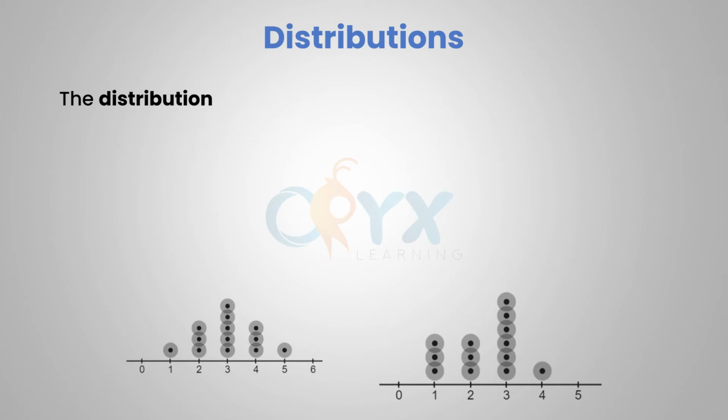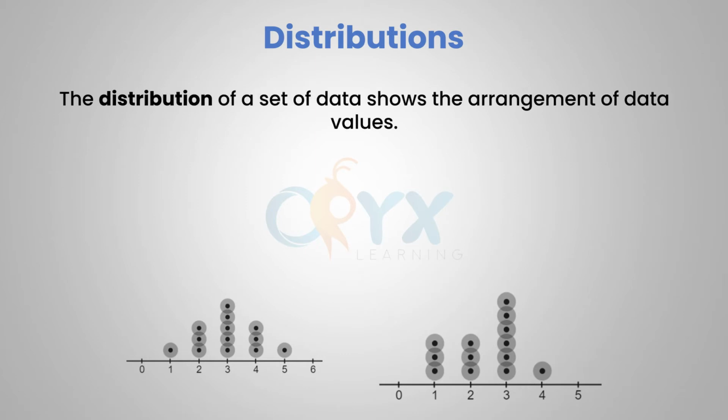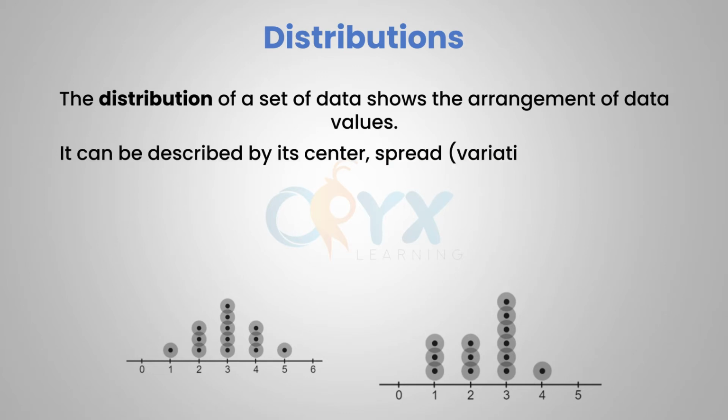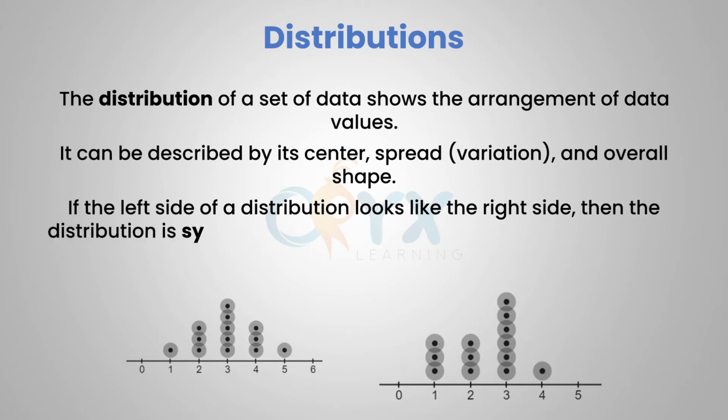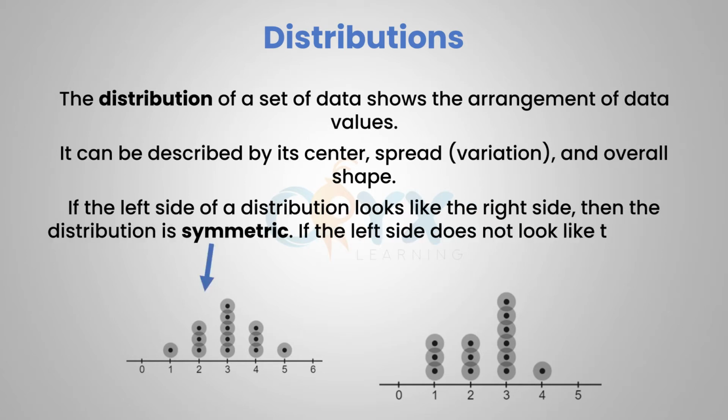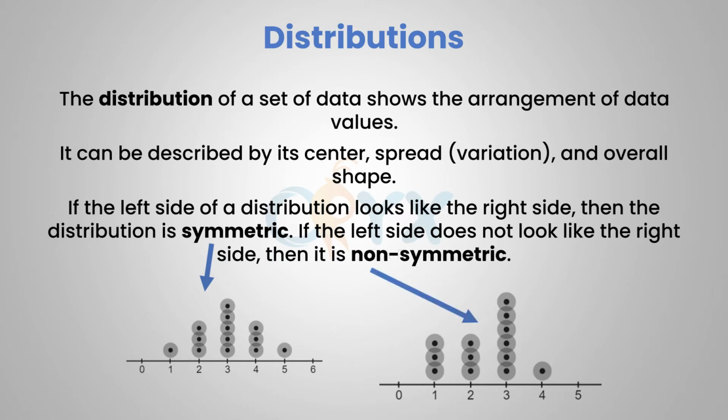The distribution of a set of data shows the arrangement of the data values. It can be described by its center, by its spread or variation, and by its overall shape. If the left side of a distribution looks like the right side, then the distribution is symmetric. If the left side does not look like the right side, then it is non-symmetric.